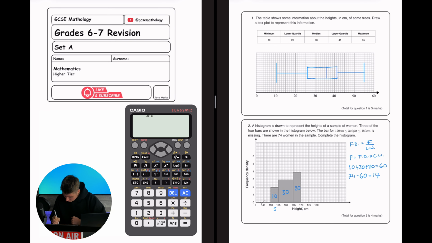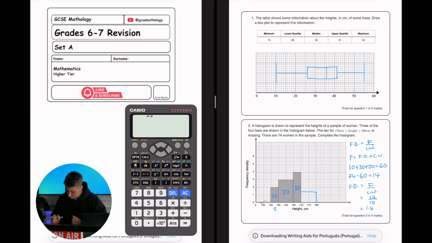Now what we can do is we know that the class width is 10 between 170 and 180, and we know that frequency density is equal to frequency over class width. So if we've got a frequency of 14 divided by a class width of 10, this is equal to 1.4. So we go up to 1.4 on the graph. Each is going up by 0.2, so 1.2, 1.4, and then we draw a box at that section there.